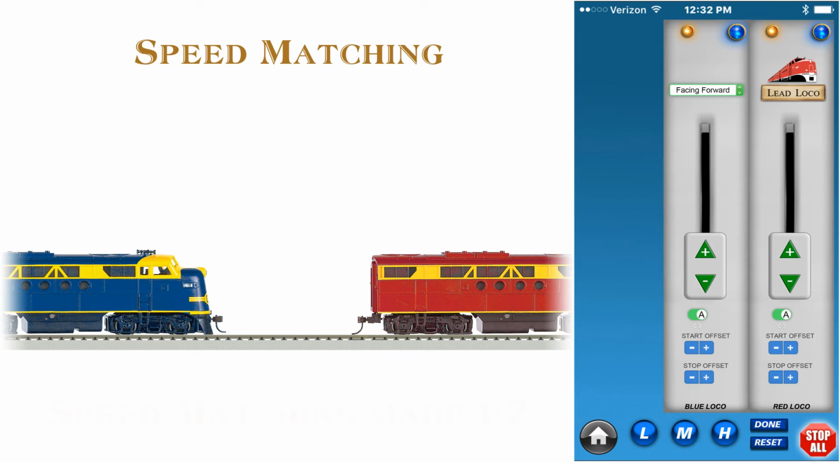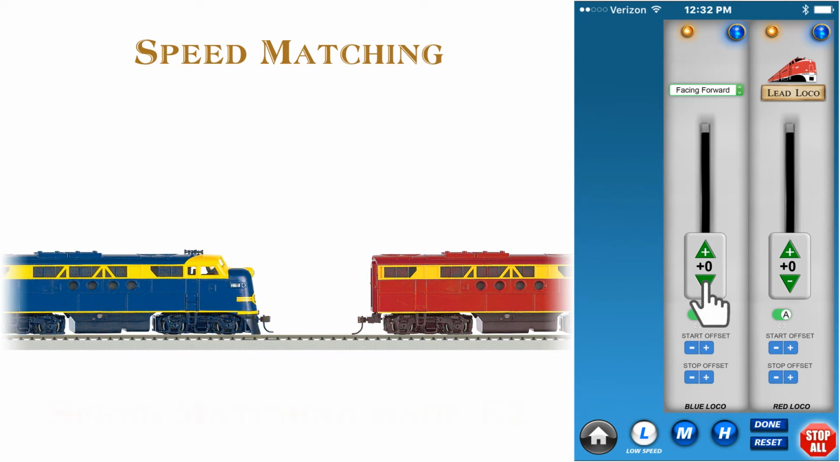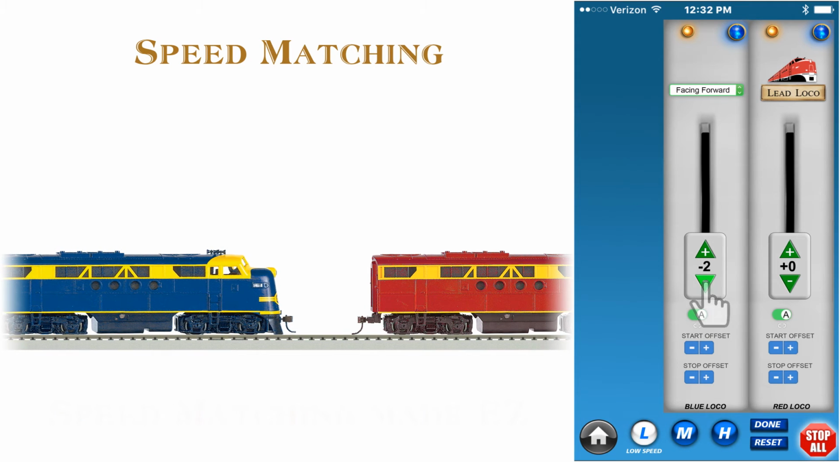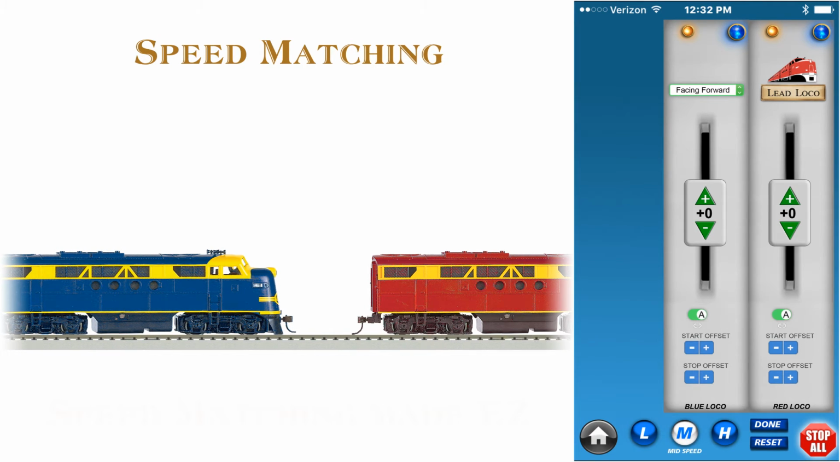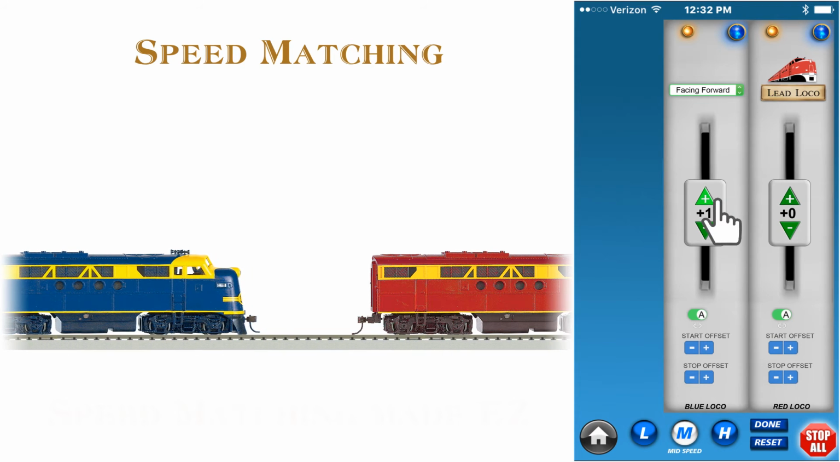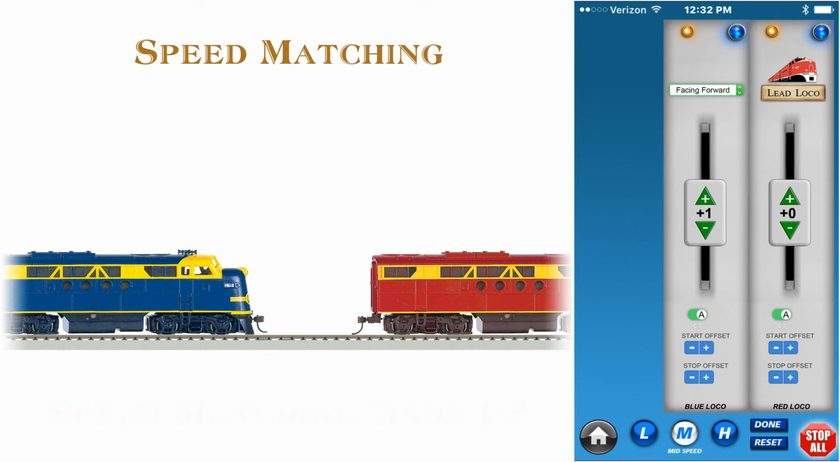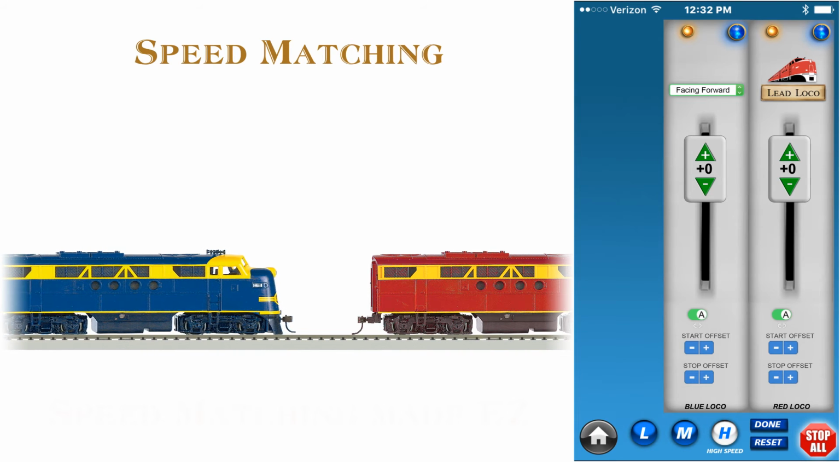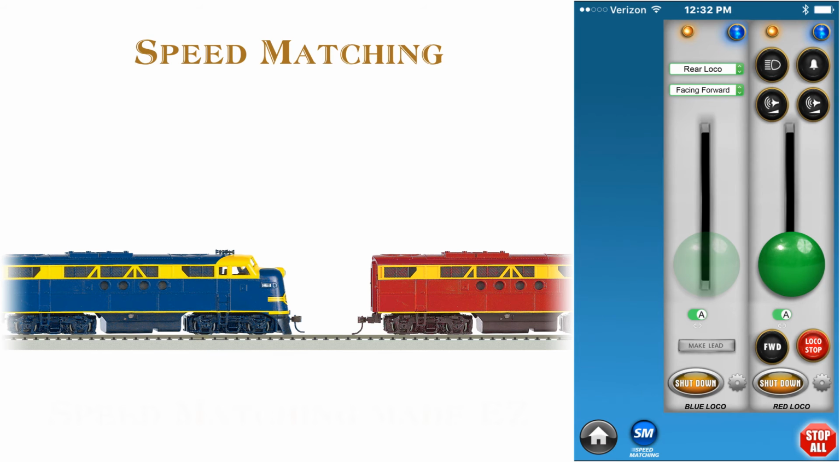When you're ready to speed match your locos at low speed, hit the L button. Your locos will take off at low speed. If you need to tweak the speed of a loco, just tap the up or down arrows. Once you're happy, press the M button and your locos will move to mid speed. Again, you can tweak the speed of each loco using the up and down arrows. Finally, you can move on to high speed by pressing the H button. When you're happy with your speed matching at all 3 speeds, press the Done button. Now your locos are speed matched.